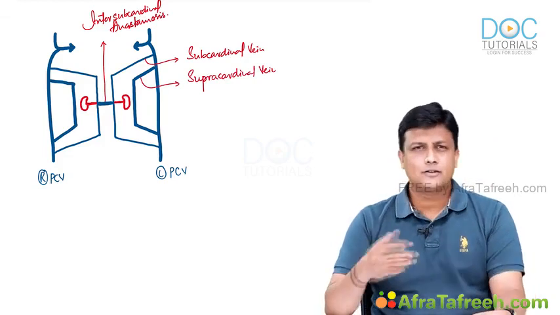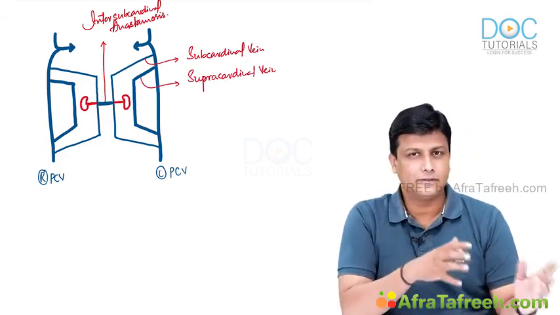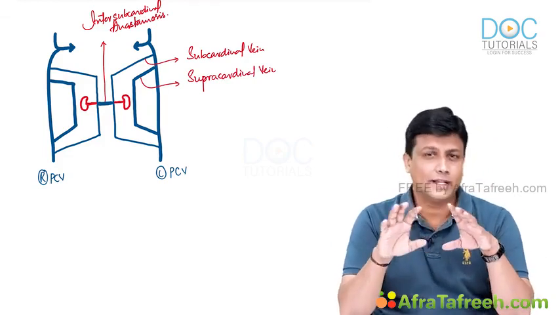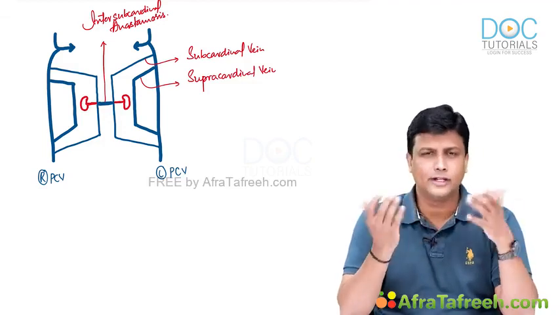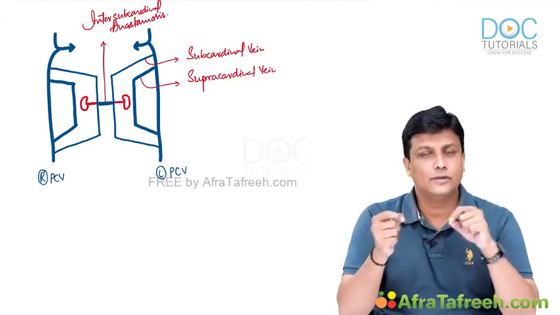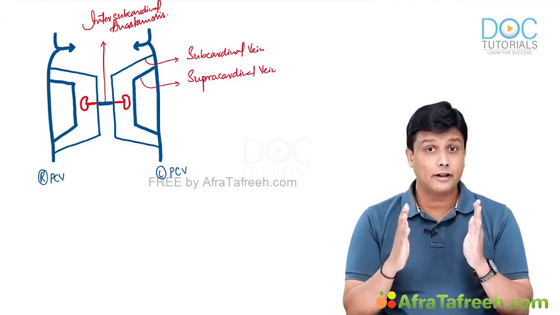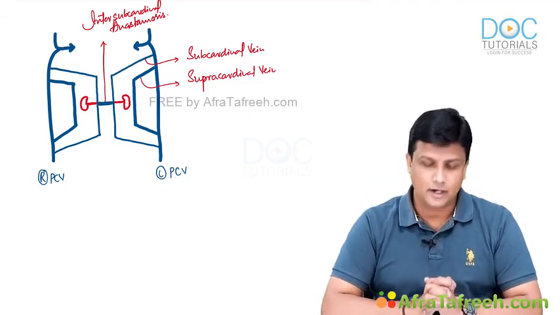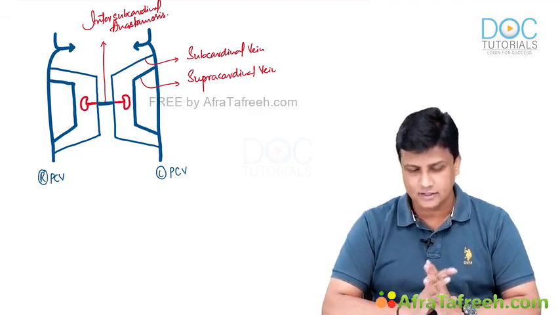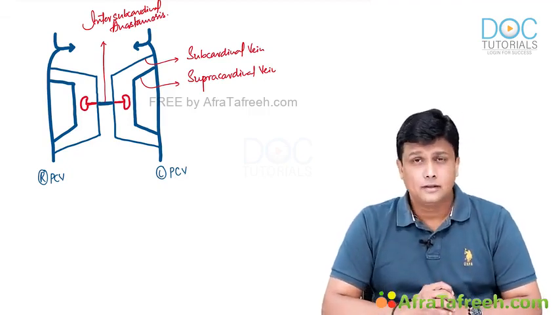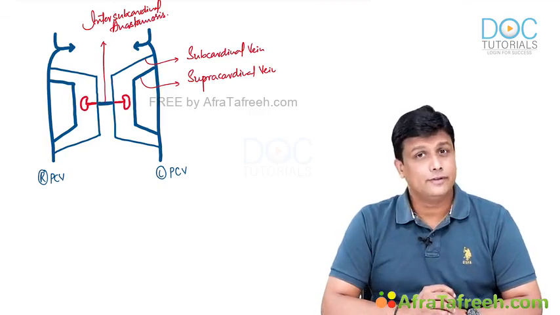The subcardinal and supracardinal veins were not required in our previous topics. That is why I did not include them before, to avoid confusion. Now it is required, so we are including that right now. So we have the posterior cardinal vein, then the subcardinal veins, and then the supracardinal vein. I hope you have learned the names now. Now how does all this help in the formation of inferior vena cava?